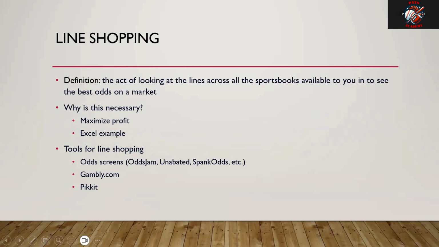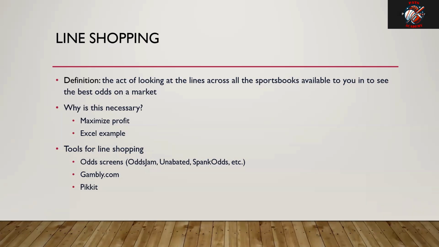The next topic that I want to cover is line shopping. Line shopping is defined as the act of looking at the lines across all the sportsbooks available to you in order to see the best odds on a market. Why is this necessary? Well, the goal of any serious sports bettor is to maximize profit. Line shopping is an easy and simple way to help accomplish that goal.